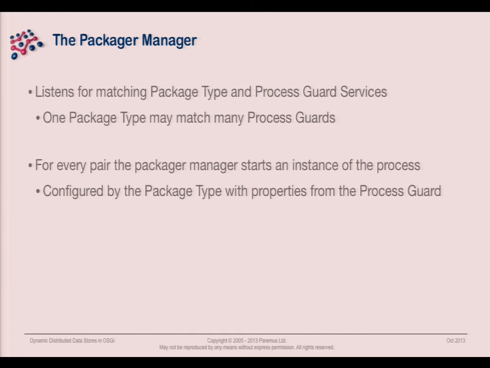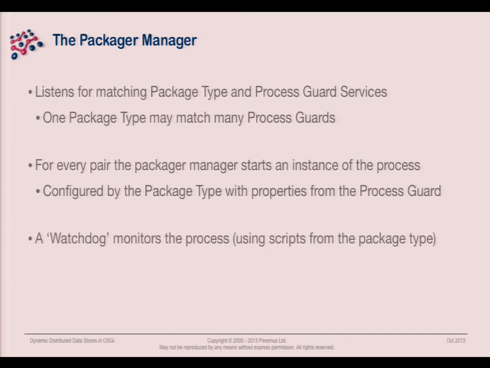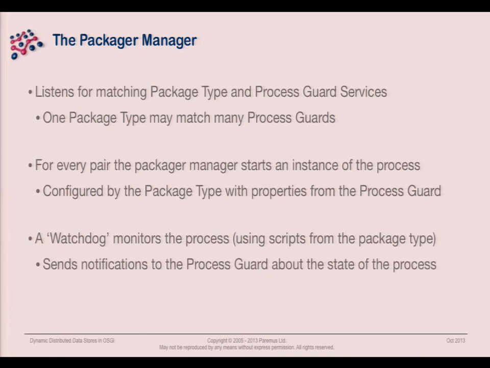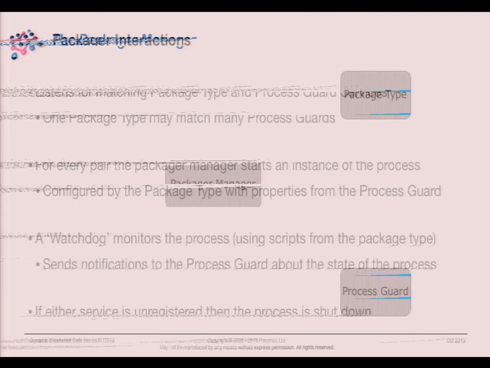And you configure this script and get it ready to run using the properties that came from the process guard. And you've got a watchdog that monitors the process, that's then having started it, and it's going to use the scripts, again, generated by the package type, and it's going to send notifications to the process guard to say what state we're currently in. And then if either service goes away, then we need to shut the whole thing down. So that's been quite a lot of text, and I think what I should probably try and do is explain it with a nice pretty picture.